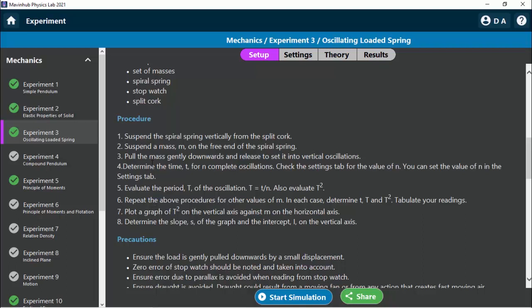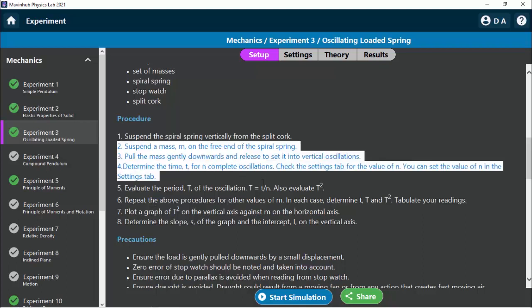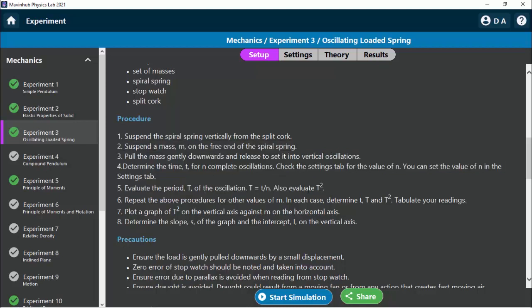In other words, you repeat procedures 2 to 5 for different values of n. That is, you will change or increase the mass and measure the time taken for n oscillations, then compute the period and the period square. Then you tabulate all your readings.